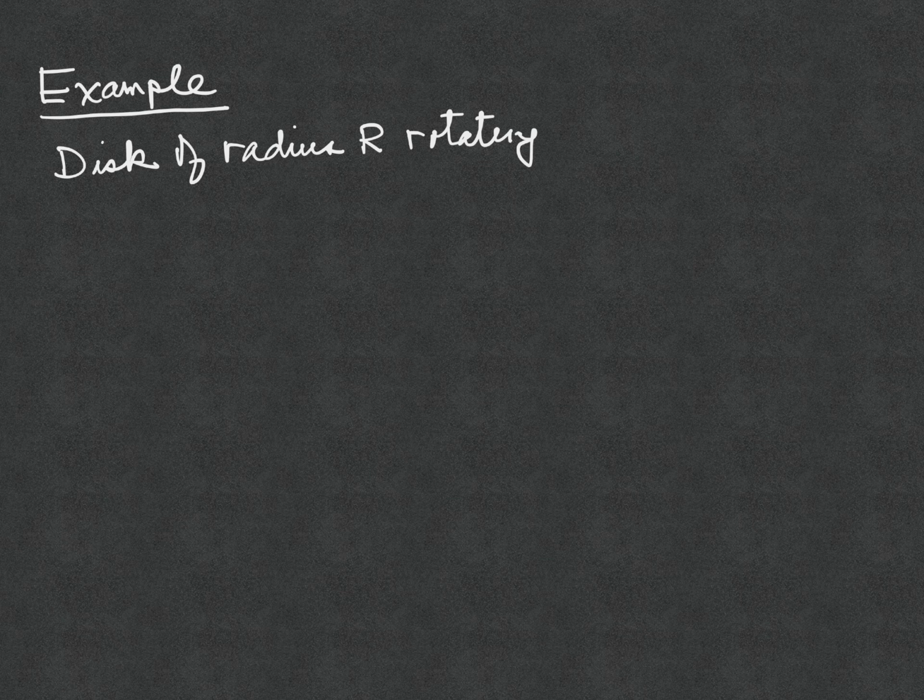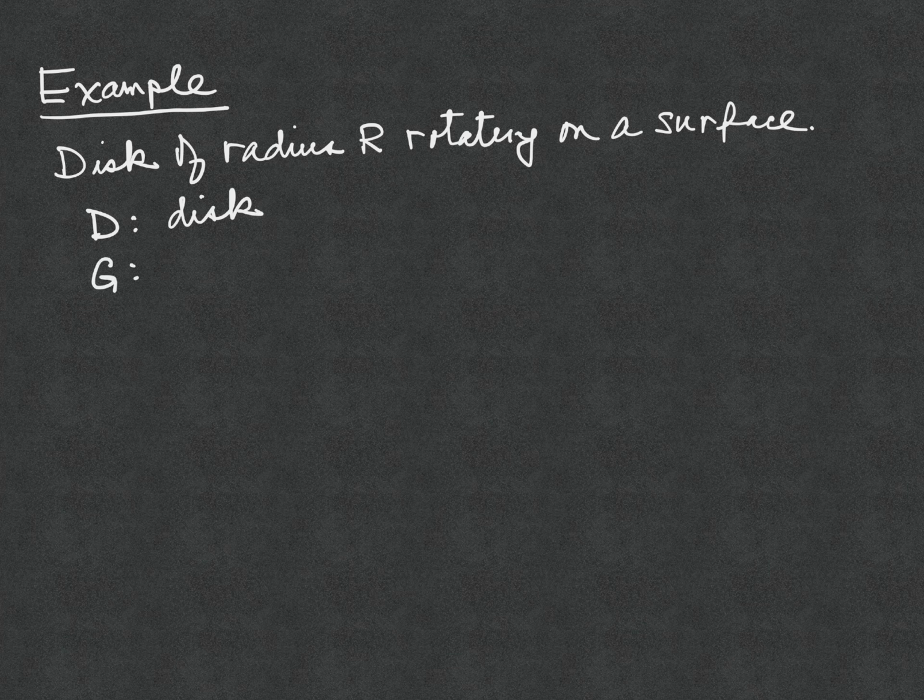So what we have here is a disk of radius r rotating on a surface. Now, this is my terminology: I'm going to call the disk D, and the surface, which I'm going to call the ground, is going to be denoted by G. This is the surface on which the disk rotates.